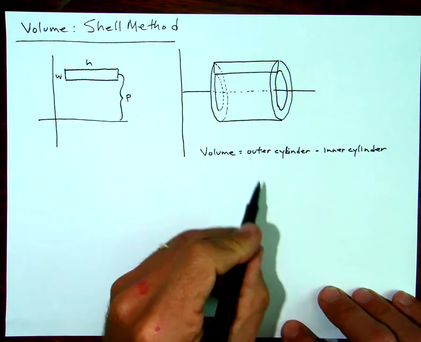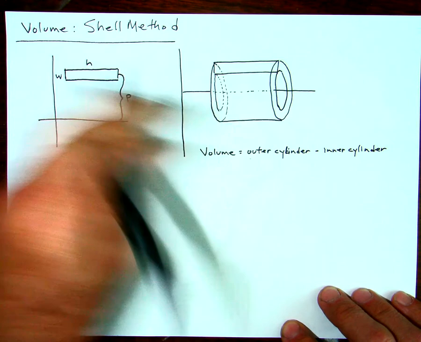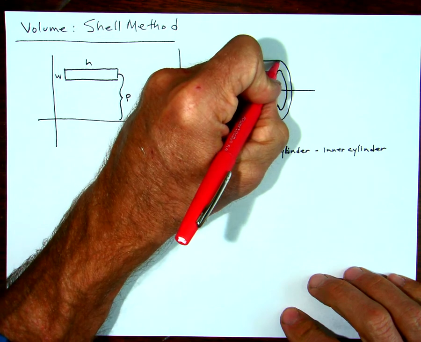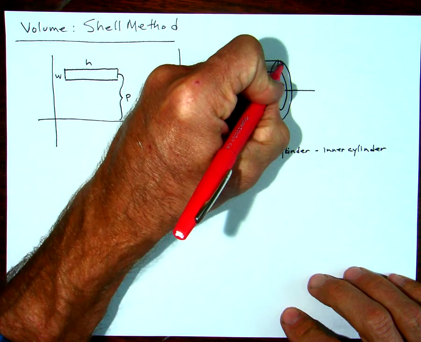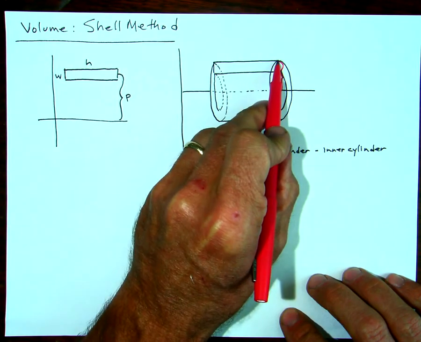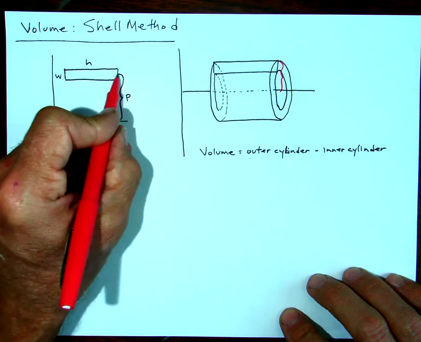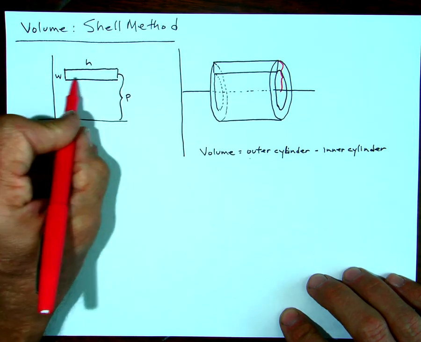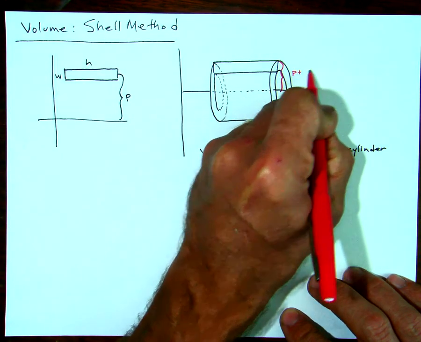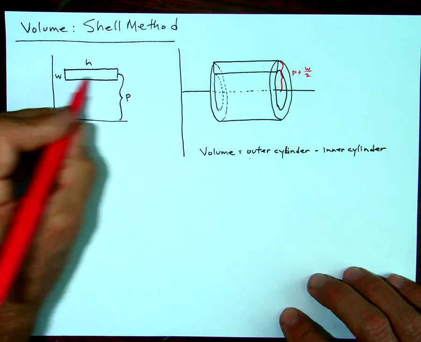So let's think about how to find the volume of the outer cylinder. For a cylinder in general, we take the radius. For the outer cylinder, the radius is this distance here, from the axis all the way to the outside. If we come back over here, we're taking the top of this, but if P is the distance from the axis of revolution to the middle, then this distance is going to be P plus W over 2, because it's half of the width W added on to P to get to the outside.